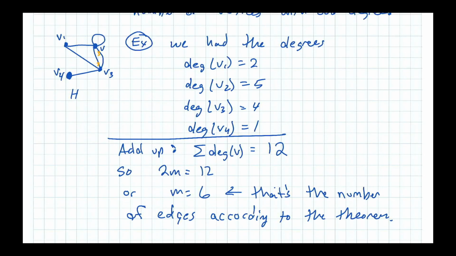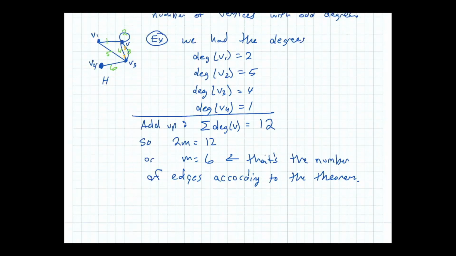Right, so is it? Well, let's just count these edges, right? So we got 1, 2, 3, 4, 5, 6. So yeah, it works, right? So 6 edges, sum of the degrees is 12. And so that's the way the theorem works.